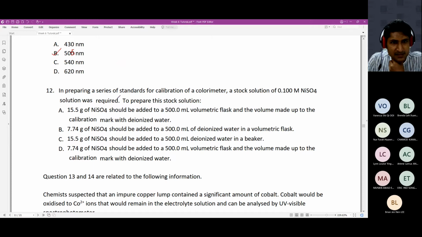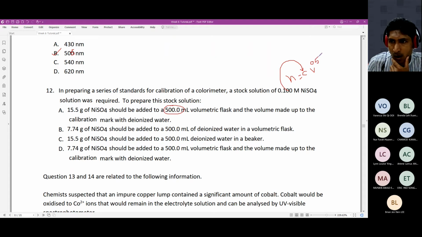Question number 12. In preparation of a series of standards for calibration of a colorimeter, a stock solution of 0.1 molar nickel sulfate, nickel 2 sulfate, was required. To prepare this stock solution, how many grams of nickel sulfate should we be taking? Again, n equals C times V. The concentration is already given, that is 0.1 molar, and the volume is 500 milliliter.